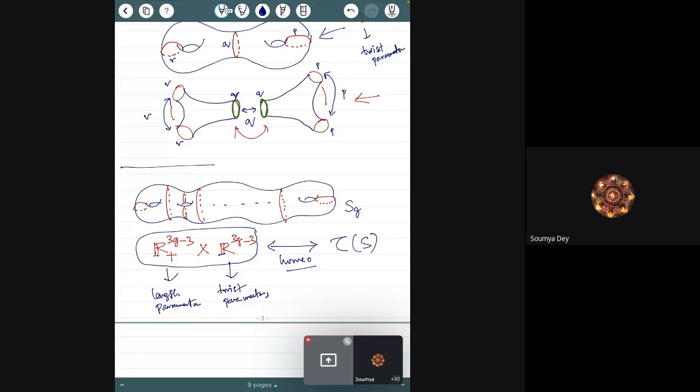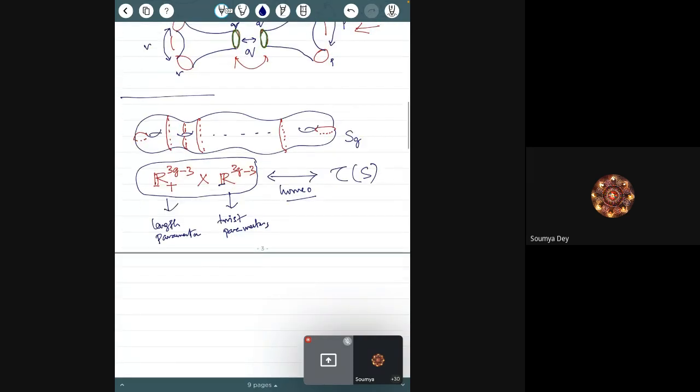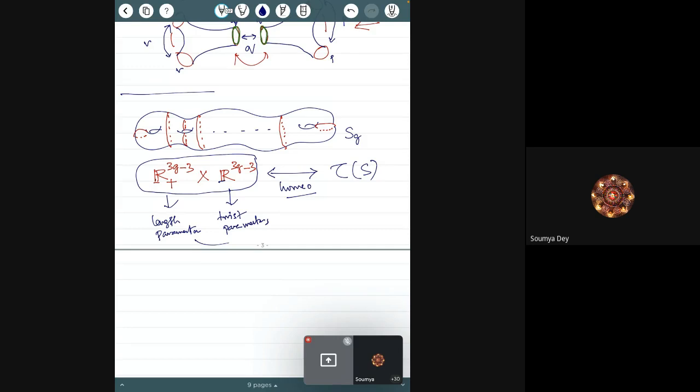Okay. And as a whole, these two sets of parameters are called Fenchel-Nielsen coordinates.